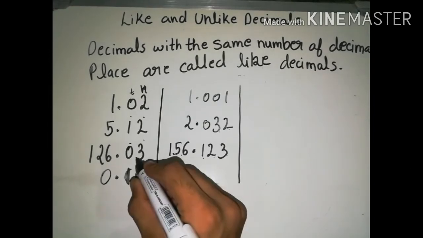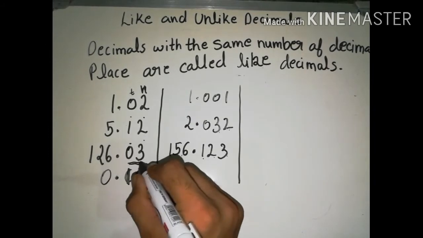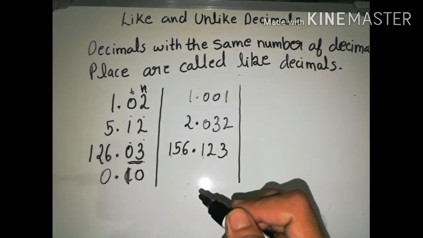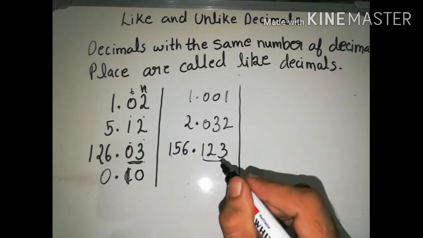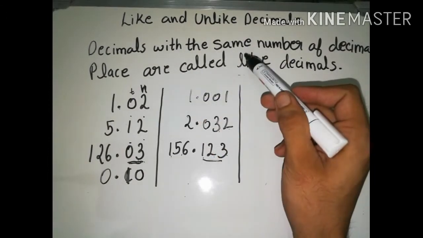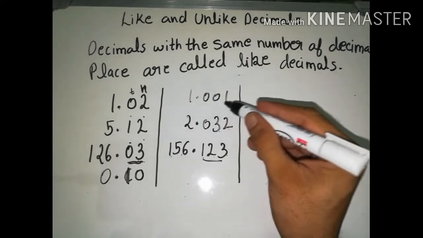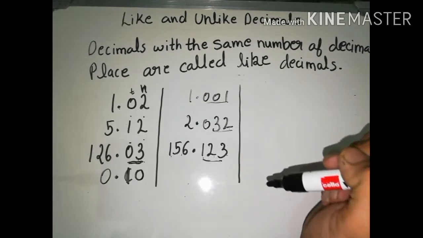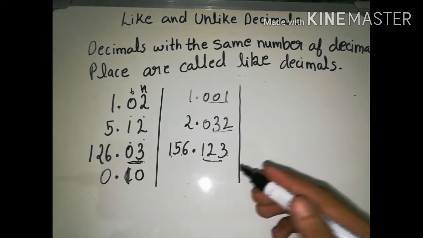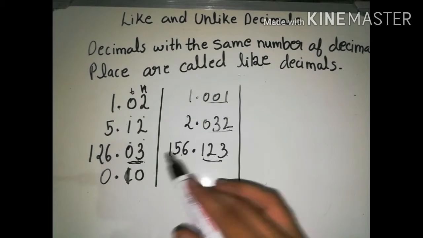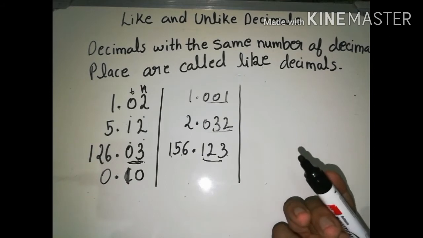But this and these are not like decimals. Why? Because there are only two places after the decimal and there are three places after the decimal. So like decimals क्या होंगे? The decimals with the same number of decimal places are called like decimals. So they have equal numbers, 3, 3, 3. So they are like decimals. So unlike कौन से होंगे? Those which do not have the same number of decimal places are called unlike decimals.